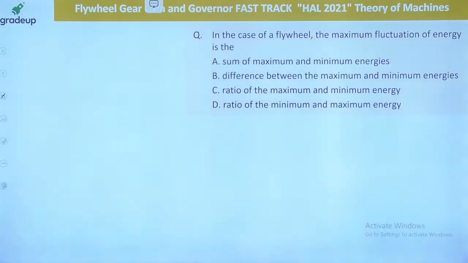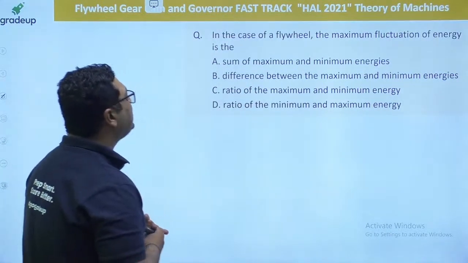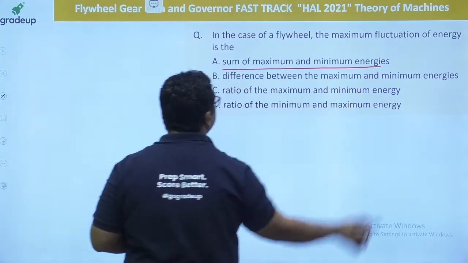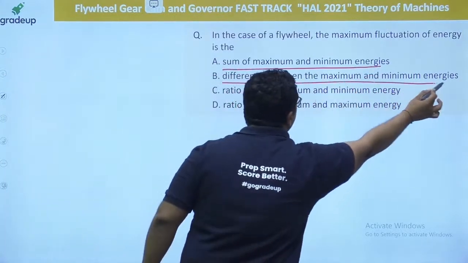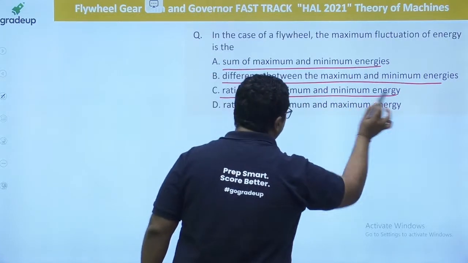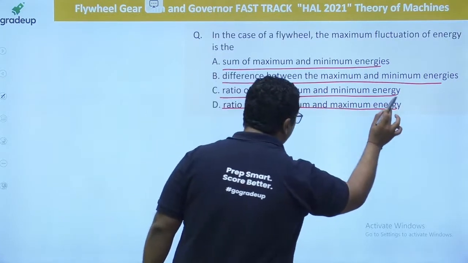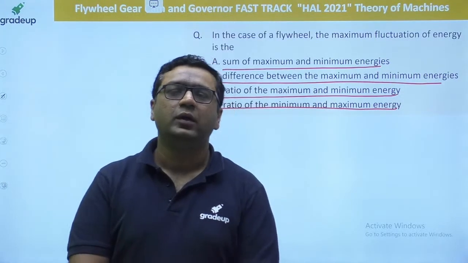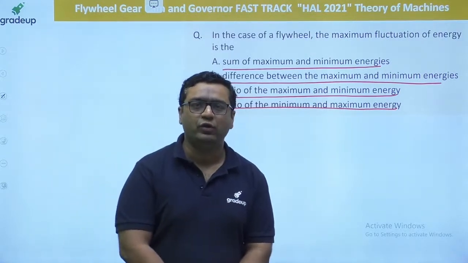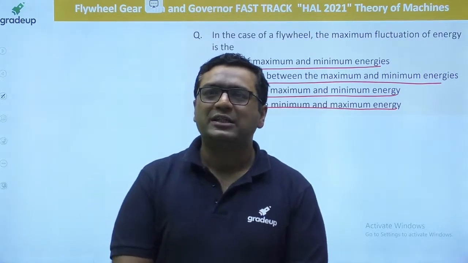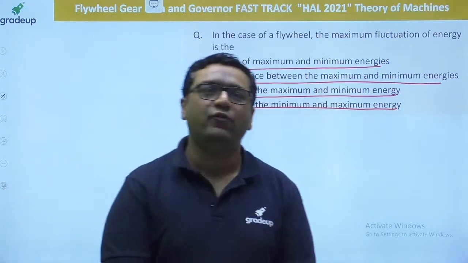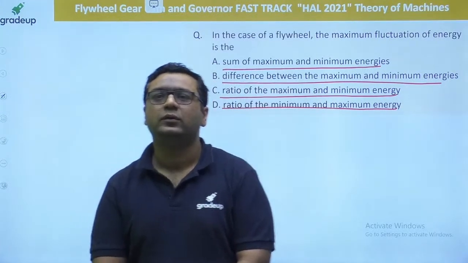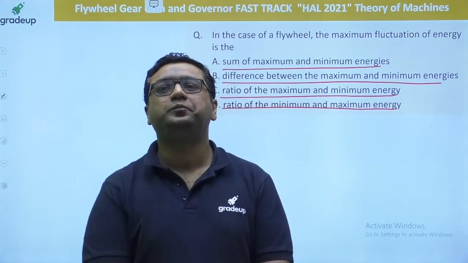So now the question is from flywheel. In case of flywheel, the maximum fluctuation of energy is: the sum of maximum and minimum energies, the difference between maximum and minimum energies, the ratio of maximum to minimum energy, or the ratio of minimum to maximum energy. It is very easy to answer, guys. Fine, wonderful. Gaurav Vajpayee, Rajat, Aditya, wonderful. Quickly, quickly. Yes. Murli.